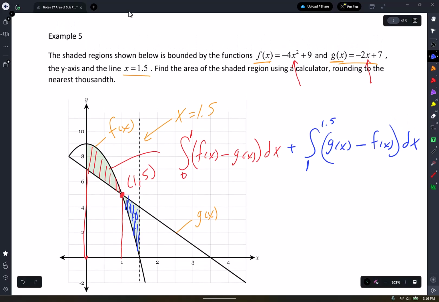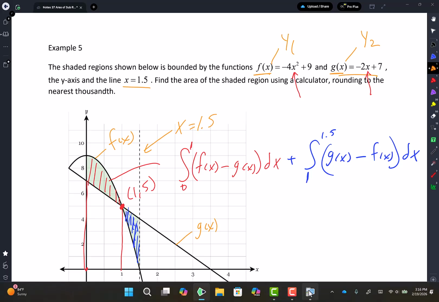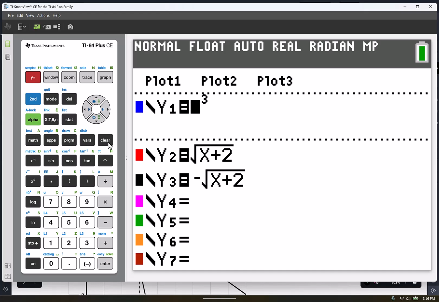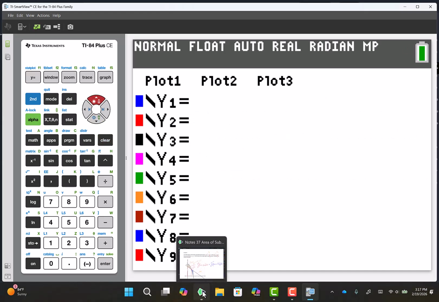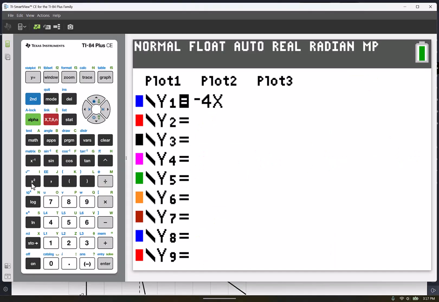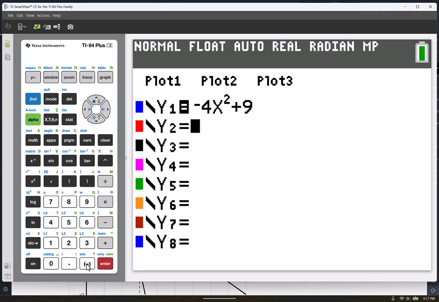This is for notes. Do not write this on an exam. I'm going to type this one into y1, and this one into y2. So here we go. Calculator. Y equals, clear, clear, clear. What was my y1? I already forgot it. Negative 4x squared plus 9. What was my y2? Negative 2x plus 7. All right, there it is.